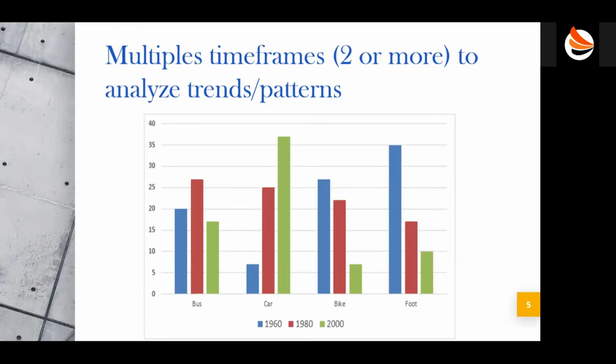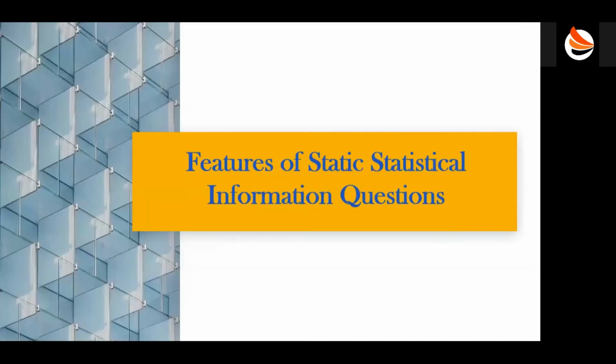So there's an example, and this question looks at mode of transport used to travel to and from work in one European city in 1960, 1980, 2000. So because we have three time frames over here, we have 3 years over here. That is why this falls under dynamic statistical information questions. Then we have the static ones.